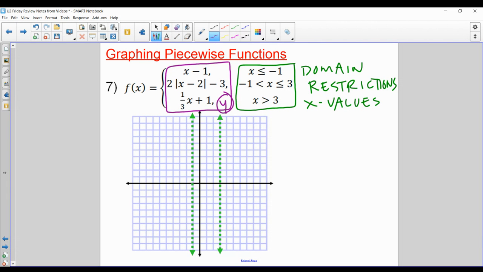All right, if we go back to this, the first part of this equation, I'm going to do it in blue. It's the line x minus 1, which means I start with a y-intercept of -1, and then I'm going up 1 over 1 to get this line.